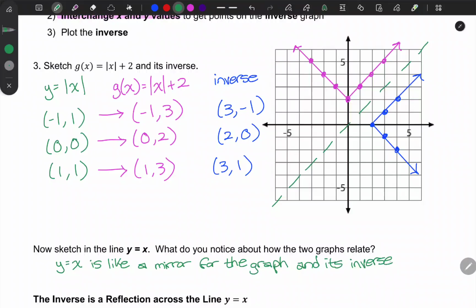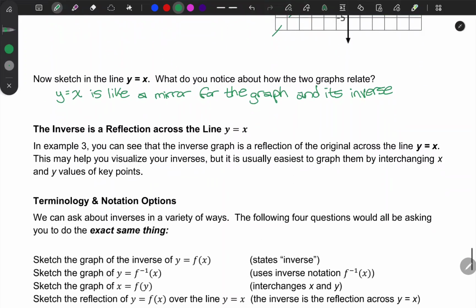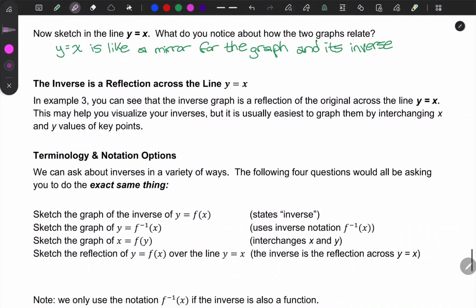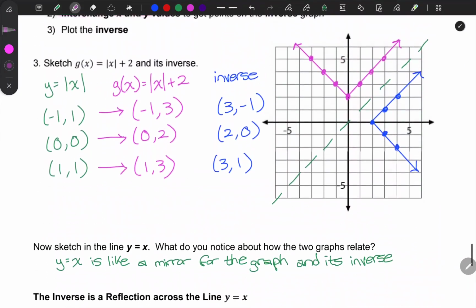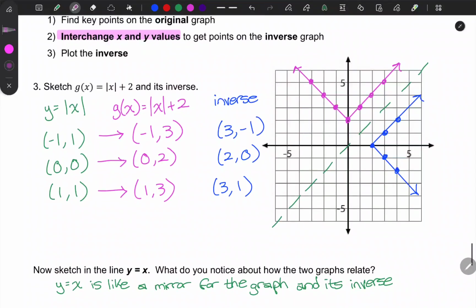So the idea is an inverse is actually another type of reflection. Specifically, it's a reflection across the line y equals x. So in the example we just did, you can see that the inverse graph is a reflection of the original graph along the line y equals x. That is always going to be the case for an inverse, and it might help you visualize your inverse. Usually the easiest way to graph is to start with some key points and change the x and y values. And get yourself familiar with the idea of how to draw the original graph and the inverse just by practicing some of those.